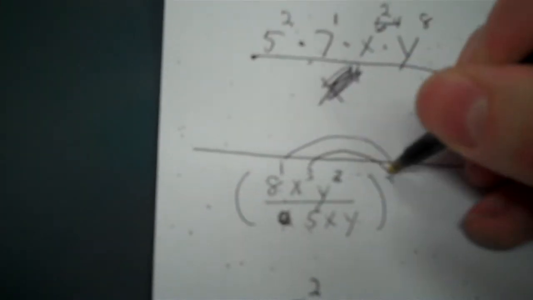Okay, so let's talk about our 8 to the first, but it's in parentheses, so we have to do 2 times 1. That's going to be 2. Now this x on top, 3 times 2 is 6. And then the y on top, 2 times 2 is 4.